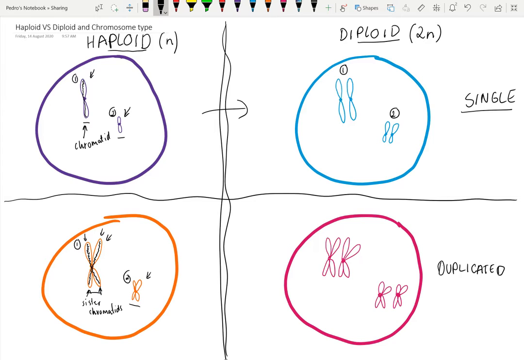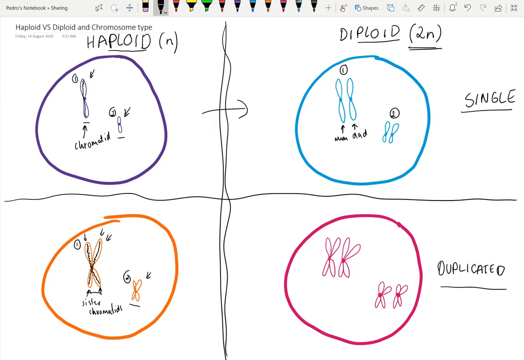Okay, so here we have 1 chromosome number 1 and a second chromosome number 1. This one I get from mum, and this one I might have gotten from dad. And that's what it means to be diploid and have 2 sets of chromosomes. You can still have single-stranded and duplicated chromosomes for the diploid chromosomes, and they work much like the haploid ones.